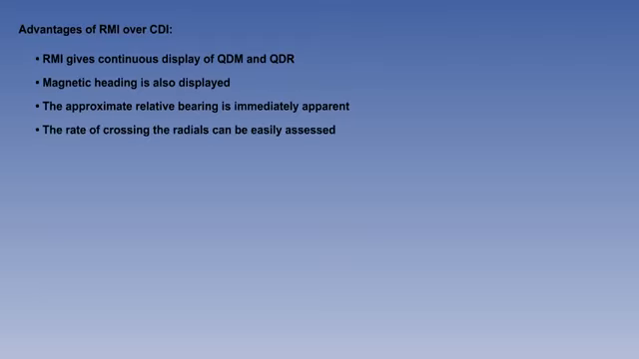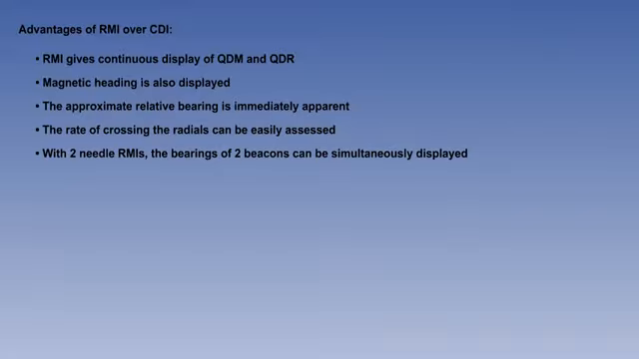As the pointer gives a continuous indication of the VOR bearing, the rate of crossing the radials can be easily assessed. With two needle RMIs, the bearings of two beacons can be simultaneously displayed, which is particularly useful when flying along an airway, using one beacon ahead or behind for track keeping, and a second beacon off the airway for reporting a beam. And finally, both VORs and NDBs can be displayed.